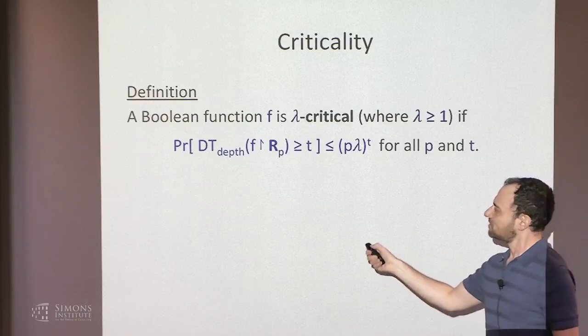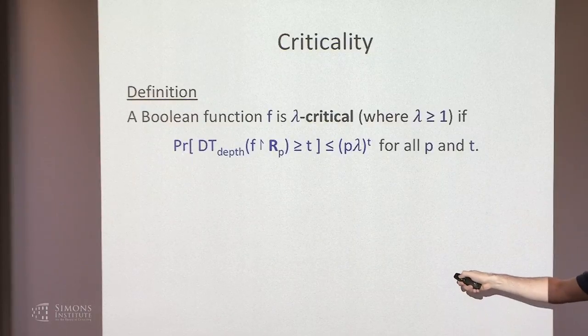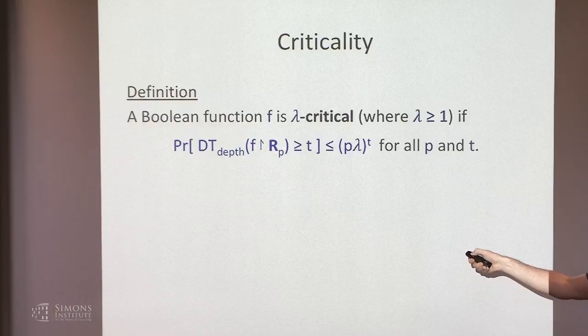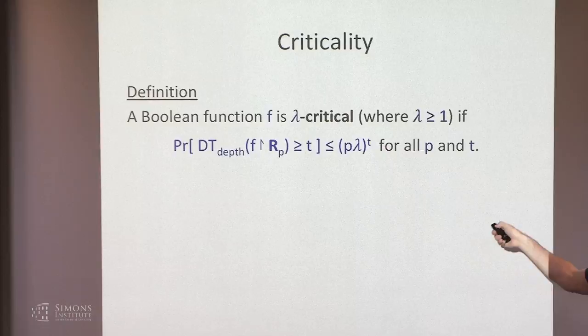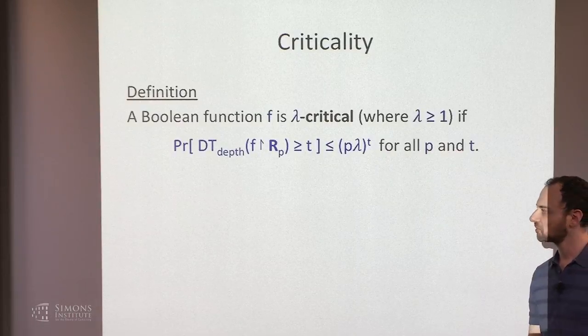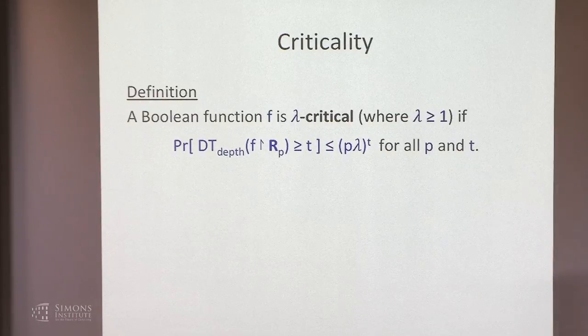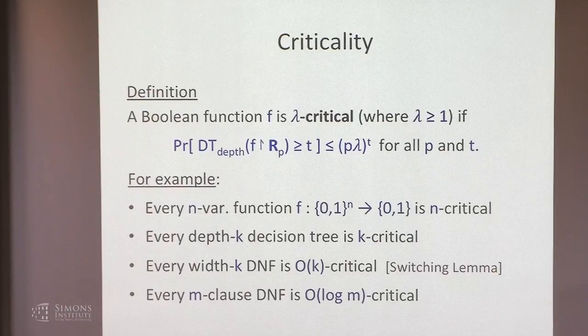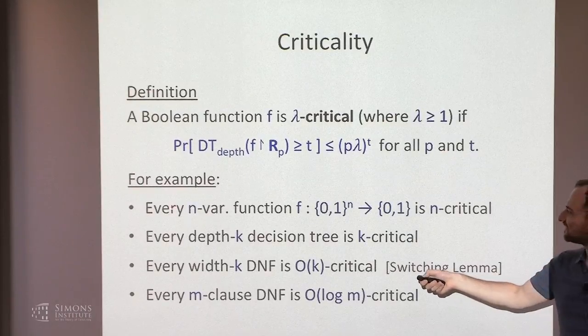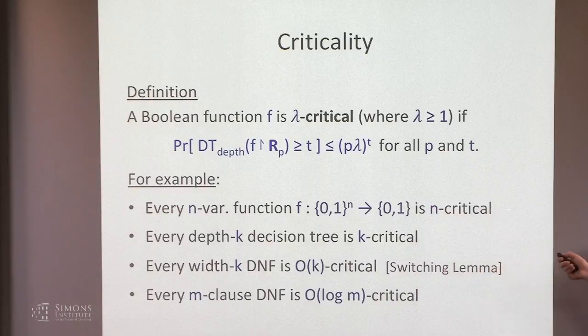If it has this switching lemma type bound: the probability that the decision tree depth of f under a p-random restriction is at least t is at most (p lambda) to the t, for all p and t. So I'll just give this the name lambda criticality. Criticality is the minimum lambda such that f is lambda critical. For example, it's easy to show every n variable function is n critical.